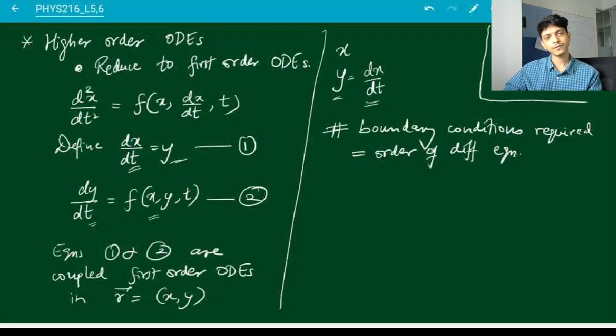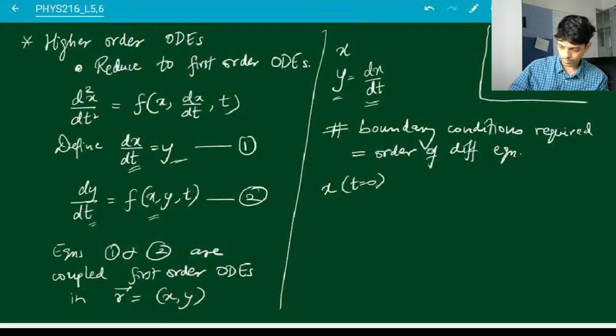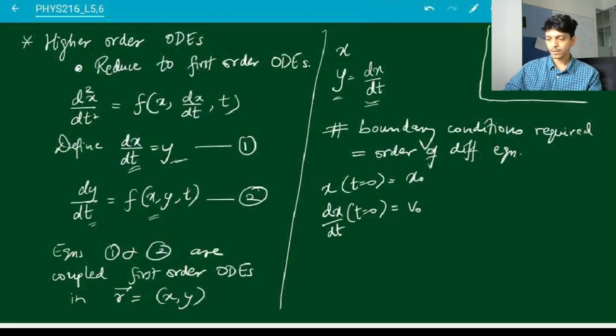So when we had the first order differential equation before, we only needed one boundary condition to solve it. Now in this case, we will need two of them. So you will have to specify, for example, x at t equal to 0 is some x0. And you also have to specify dx by dt at t equal to 0. Let's call it some v0. So these will be your two initial conditions, and those will go into solving these two differential equations that we have.